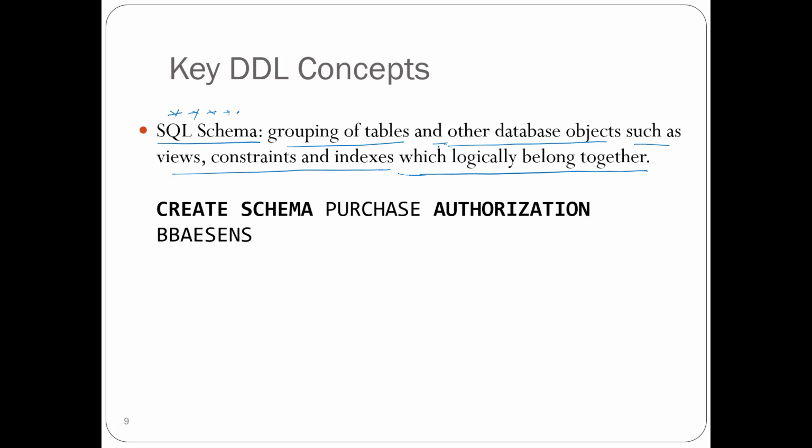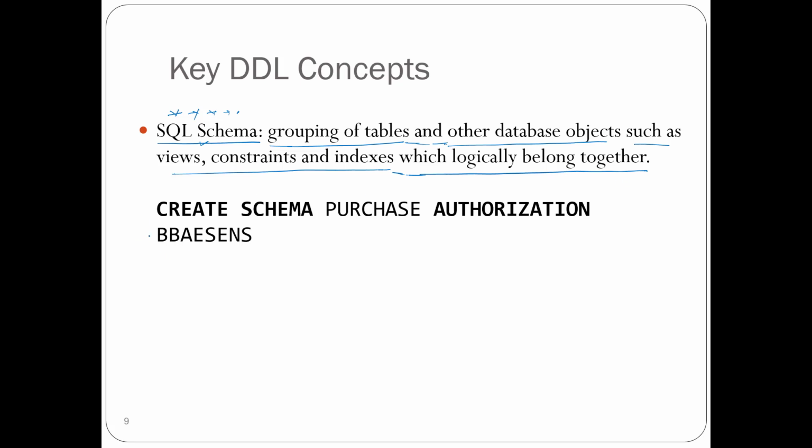And how can we do that? It will help us in organization. So the best approach would be to define an SQL schema. So let me read that one more time. SQL schema helps us in grouping of the tables and other database objects such as views, constraints, and indexes which logically belong together. Now question arises, how can we do that?